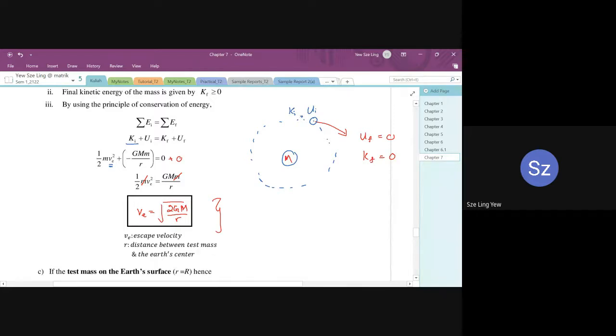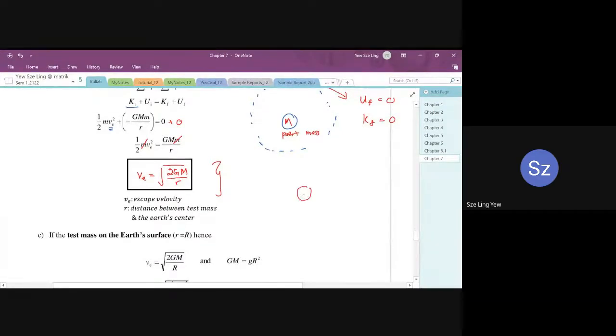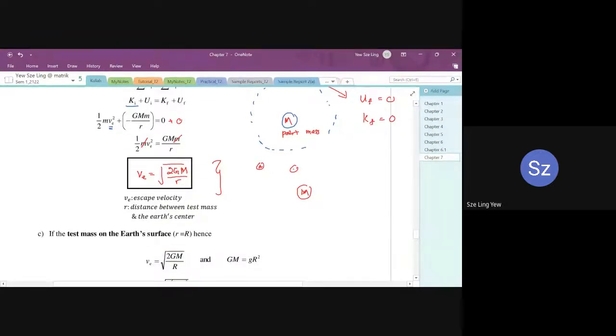All of them will have the same escape velocity, because escape velocity doesn't depend on the test mass. It depends just on the mass of the planet, the point mass. Sometimes questions might ask you about an object A and an object B. If both of them have the same R, then the escape velocity will be the same, even though they might have different masses.